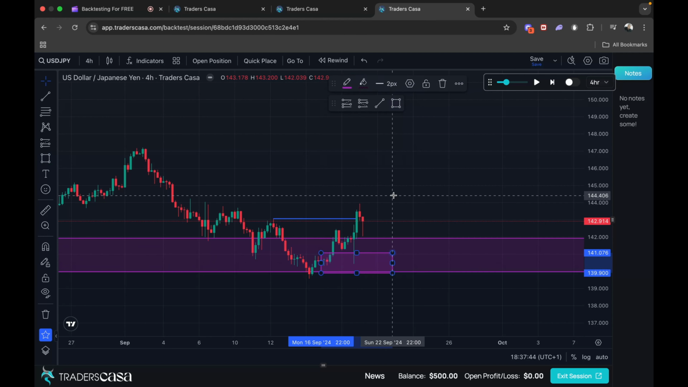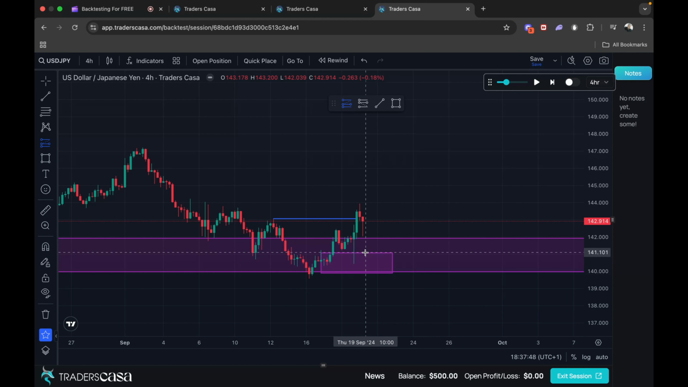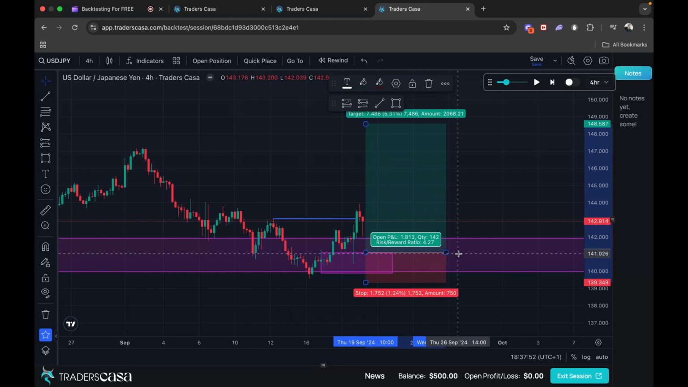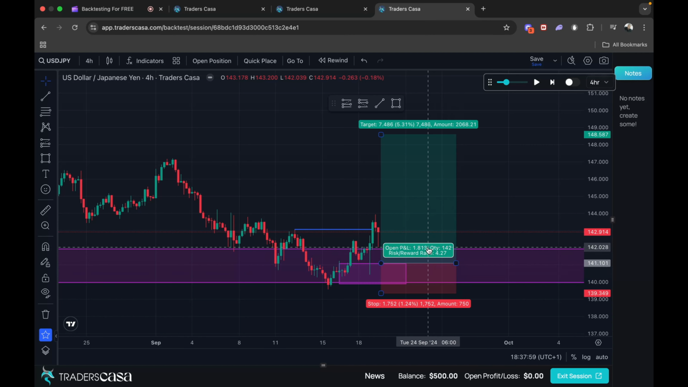Normally all I should have done would have been to just pick up my long tool and put it up here, then drag it all the way up here, and then put my stop loss maybe somewhere here. You can see my opening balance right here.